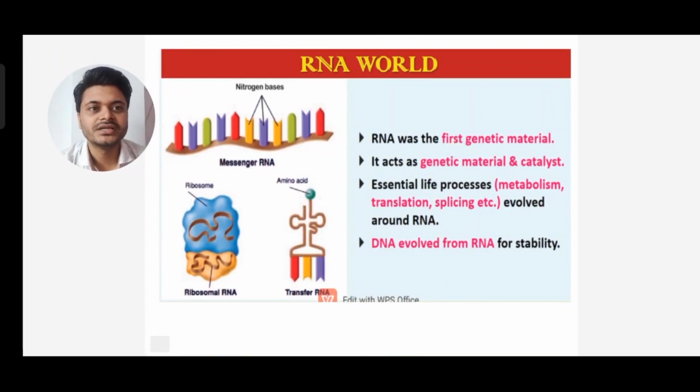Now moving to the RNA world. We know that there are different types of RNA: messenger RNA, that is mRNA, ribosomal RNA, that is rRNA, and transfer RNA, that is tRNA. RNA was the first genetic material. It acts as genetic material and catalyst. Essential life processes like metabolism, translation, splicing, etc. evolved around RNA. So DNA evolved from RNA for stability.